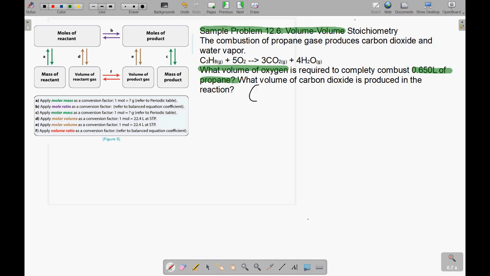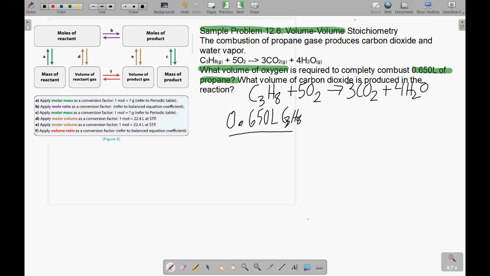So the first step is you always make sure that it's balanced. I have 10 oxygens on both sides. I have 3 carbons on both sides, so this is a balanced equation. I always like to rewrite the equation because that way I have a copy that I can alter without messing up the original. Alright, so we always start with a known, and we know that we have 0.65 liters of C3H8 propane.